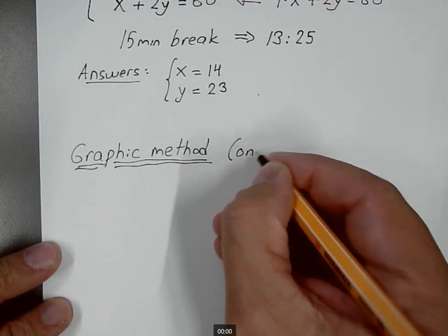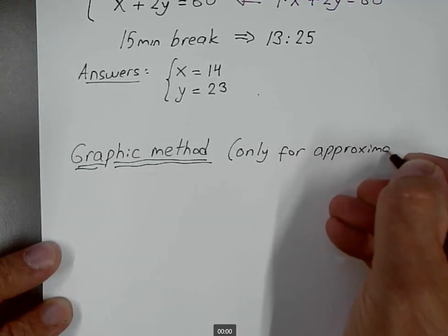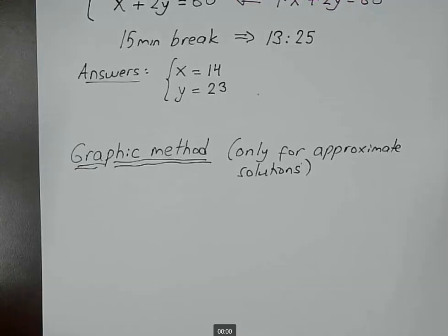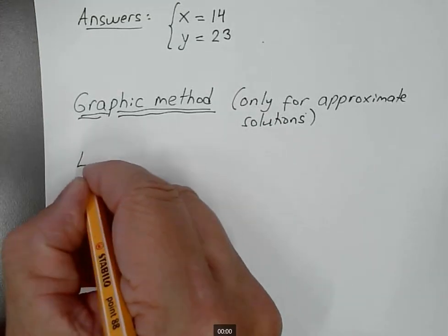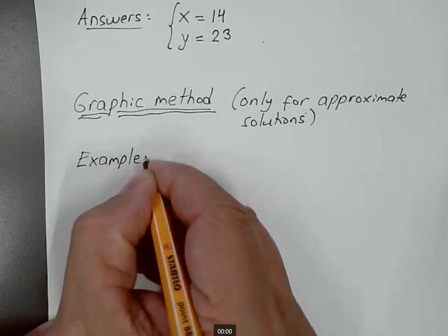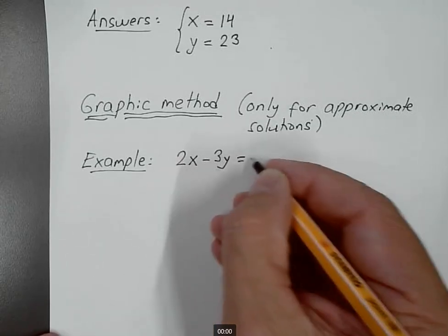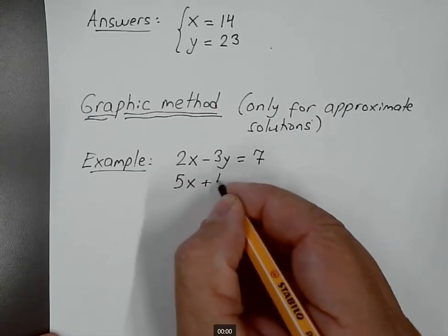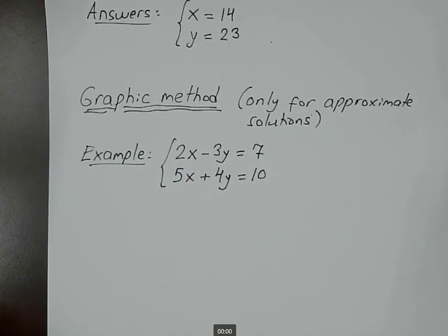I will write here only approximate solutions. So I will take the equations there. We had the same example as those two previous ones: 2x minus 3y equals 7 and 5x plus 4y equals 10. So these are the same equations again.